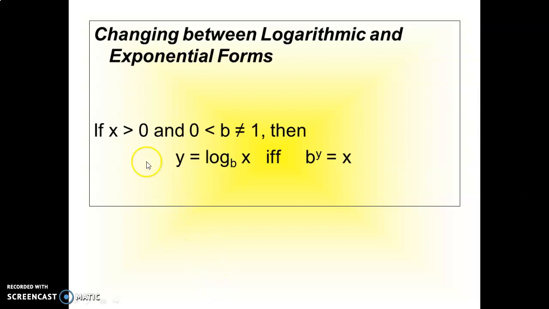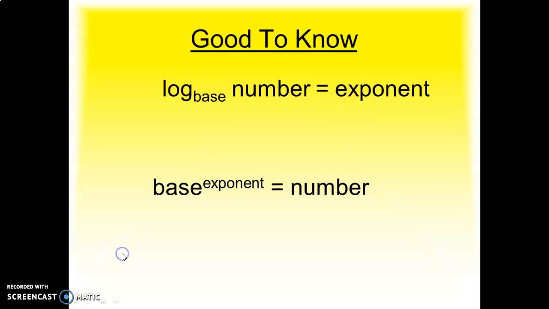Here are some stipulations. x has to be greater than 0 because exponents always give you positive numbers, not numbers less than 0. This shows you the connection between the exponential function form and the logarithmic function form. IFF stands for if and only if, so this is true if this is true and vice versa. This is good to remember.